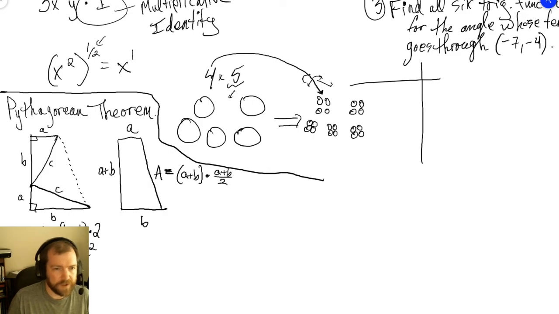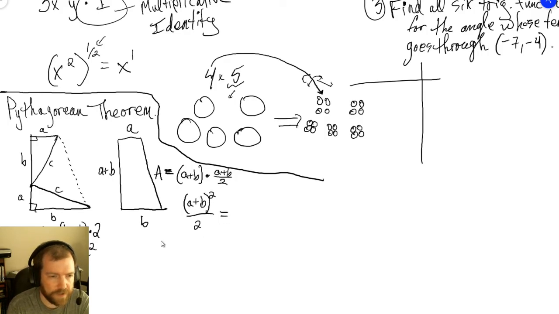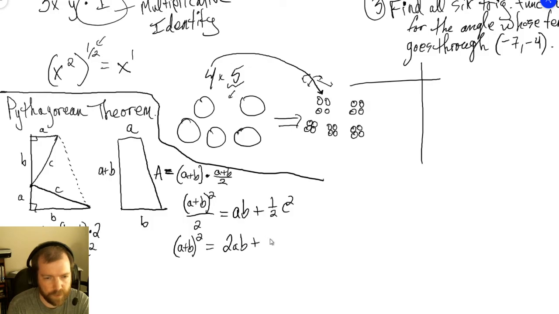Yeah. So the area of a trapezoid is going to be this thing, so that's (a plus b) squared over 2, and that's equal to this area here, which is going to be a times b plus 1/2 c squared. Multiply everything by 2, it's going to be (a plus b) squared is equal to 2ab plus c squared. Multiply this out, that's a squared plus 2ab plus b squared equals 2ab plus c squared. Take out 2ab from both sides.